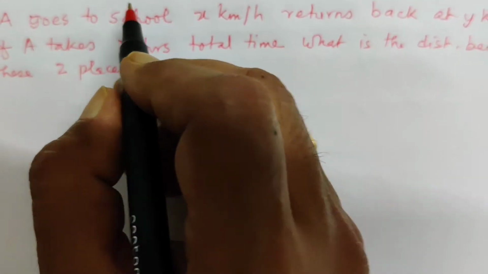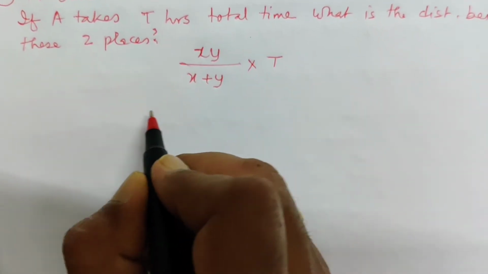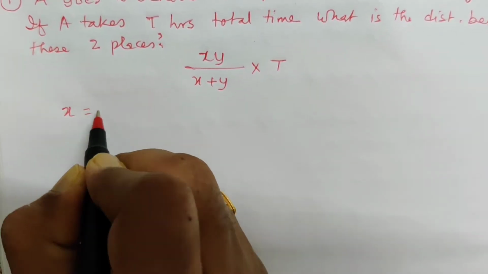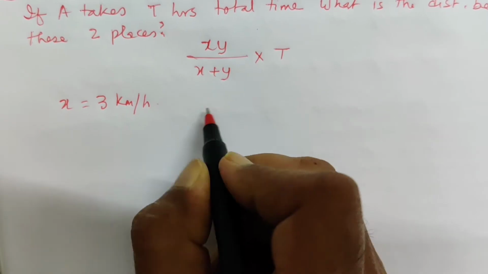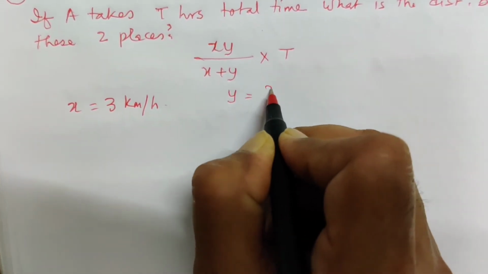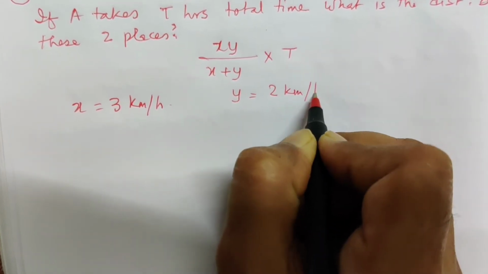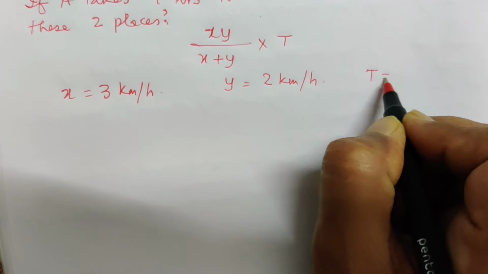Now suppose A goes to school at a speed of 3 km per hour. Let that be x is equal to 3 km per hour, and returns to his house at 2 km per hour. The total time taken is 5 hours, means t is equal to 5 hours.